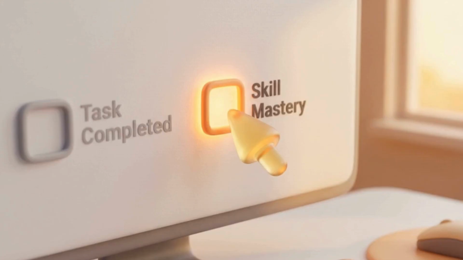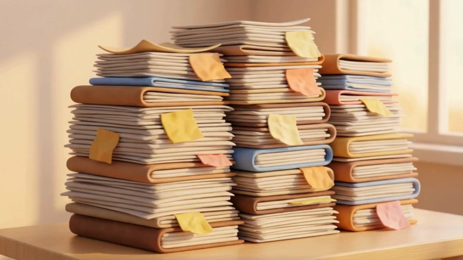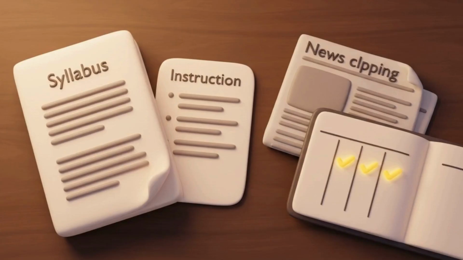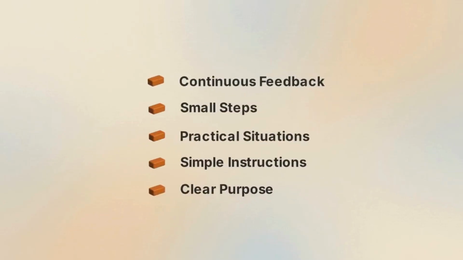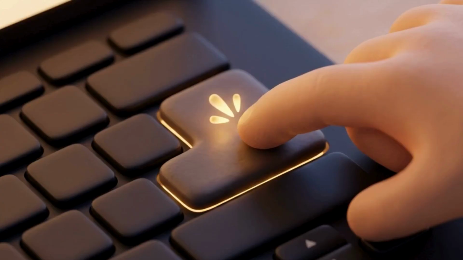Ultimately, effective online instruction relies on precision. It is about assigning the specific work required to meet an objective, not just increasing the volume of work. We achieve this through 5 building blocks: clear purpose, simple instructions, practical situations, small steps, and continuous feedback. When you stack these layers together, the student's experience changes. The act of hitting submit becomes a demonstration of genuine comprehension.